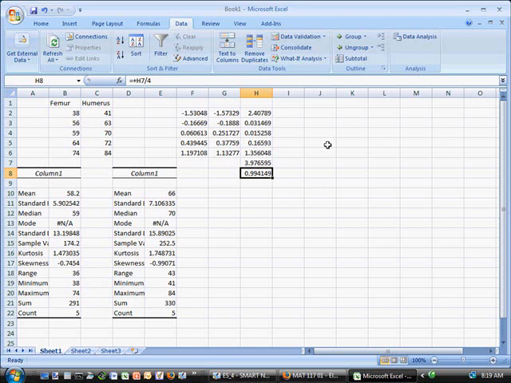Then with the y's, take each y value, subtract the y mean, and divide by the y standard deviation. Now take those two answers and multiply them. Okay, now do that for each point, and then add them all up, and divide by n minus 1. You got the correlation, R.